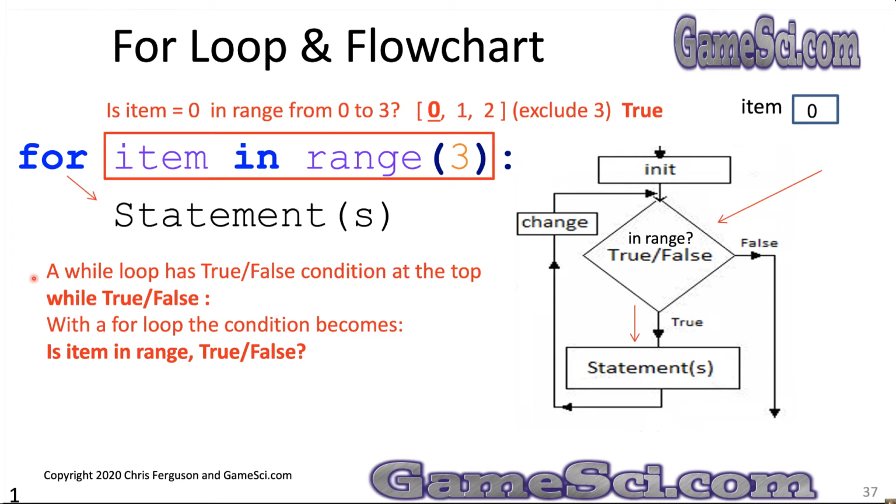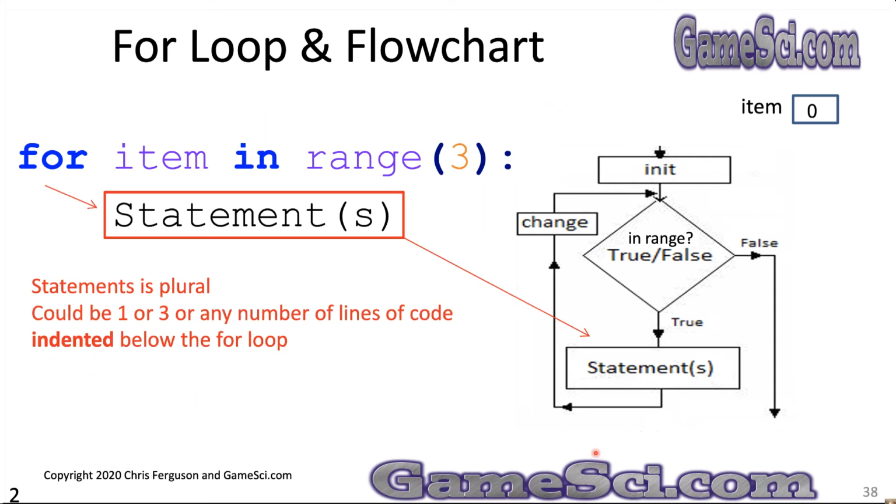A while loop has a true-false condition at the top: while something is true or false. A for loop has a condition that becomes, is the item in range? If the item is in range, it evaluates to true and the code executes. Since the item was in range, it was a true statement, we will execute the block of statements. Notice that statements here is plural. It could be 1 or 3 or any number of lines. As long as they're indented, they will execute while the item is in range.